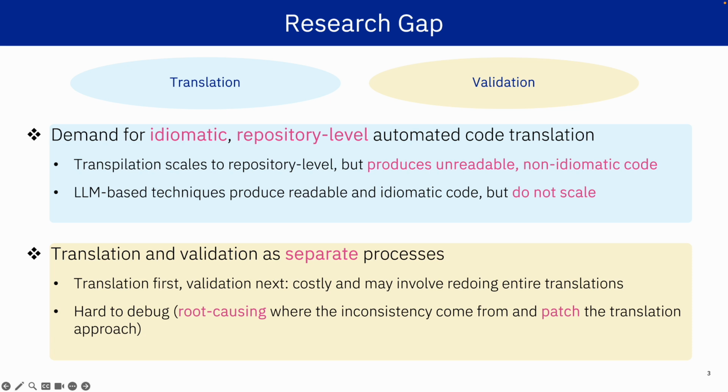The second component is the validation. The problem is existing work is treating the translation and validation components as separate processes, and it can cause a problem: if there's something wrong in the validation, there might be a need to redo most of the translations. It also makes debugging harder, because once we have these two processes separated, it's hard to generate a patch in case the validation says that a fragment is not functionally equivalent.